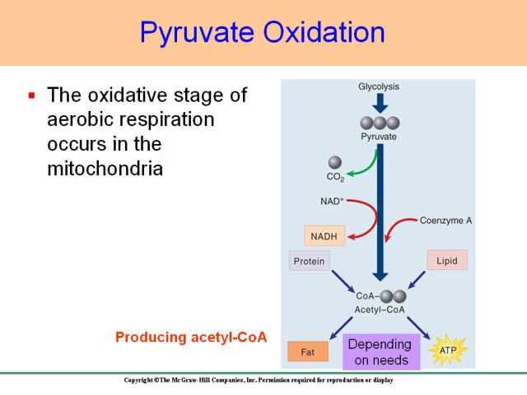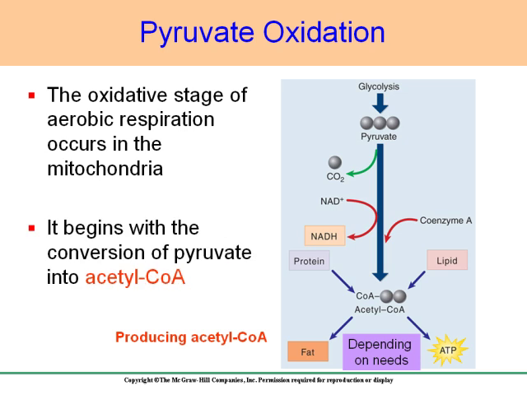Next, we have pyruvate oxidation. The oxidative stage of aerobic respiration occurs in the mitochondria. It begins with the conversion of pyruvate into something called acetyl-CoA. Notice that we already had glycolysis occur and we formed pyruvate. Now, once we're in the mitochondrion, we're going to liberate CO2 as a byproduct.